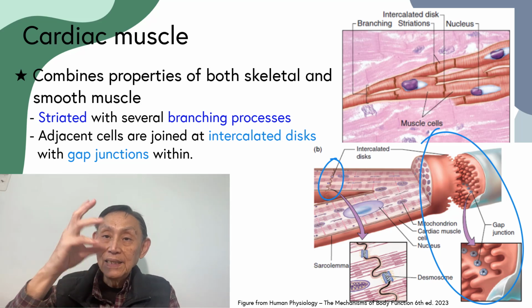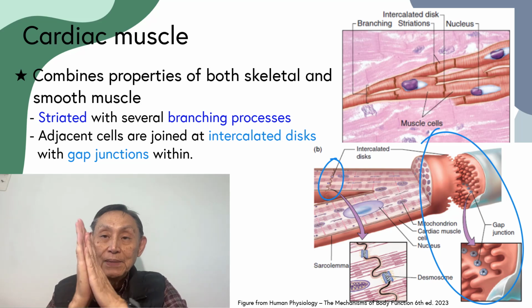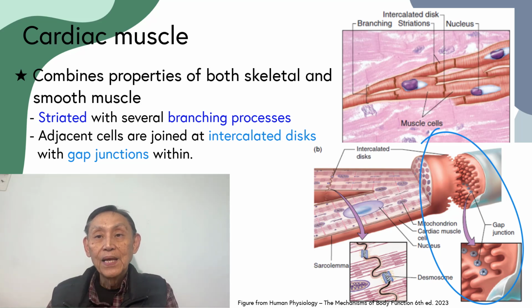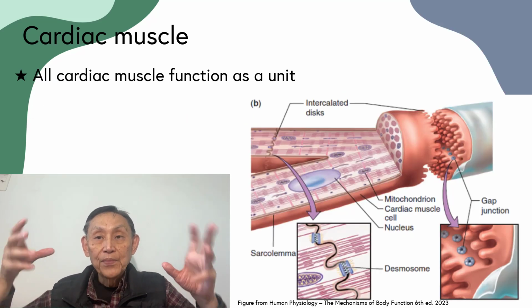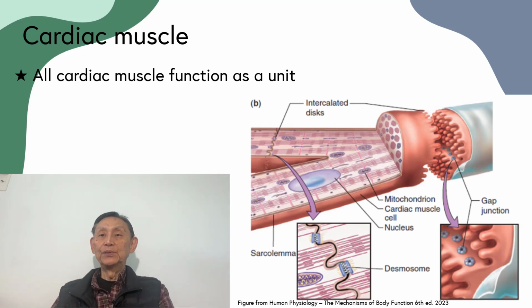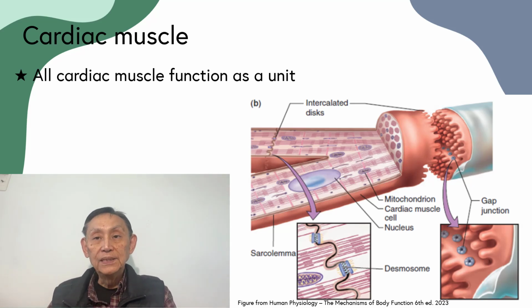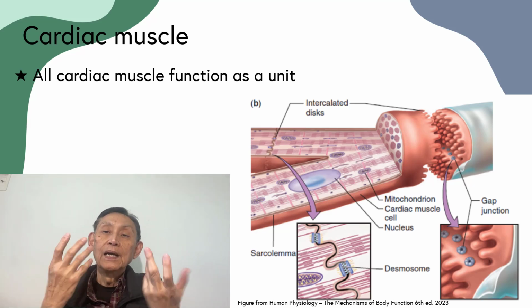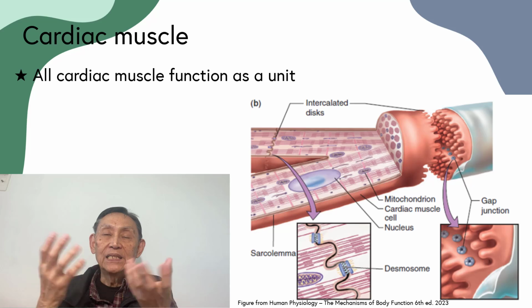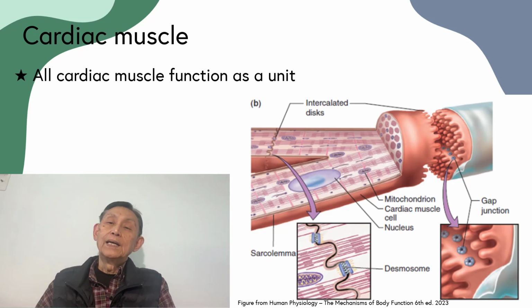The intercalated disc is the fusing of two cell membranes of the cardiac muscle cells. There are gap junctions in between, just like single unit smooth muscle. The whole cardiac muscle is more or less like one unit, and that's also important. With gap junctions and intercalated discs, all the cardiac muscle can be activated synchronously at the same time.